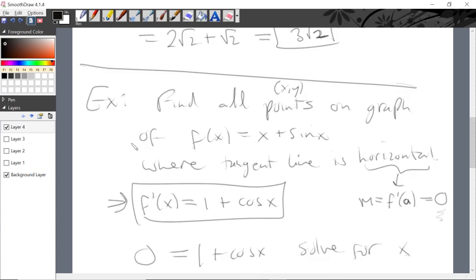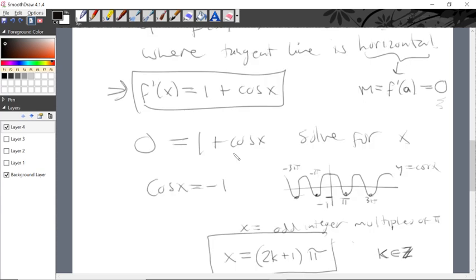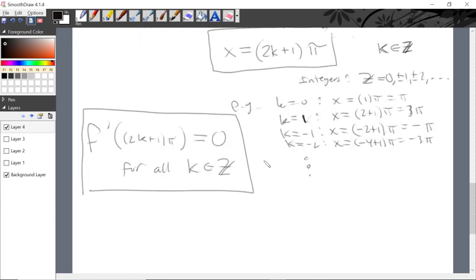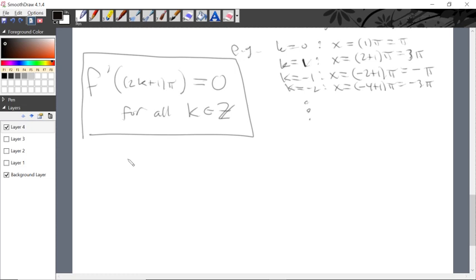Okay, now in order to find the y values for these points, we can plug our x values into the original function. That is, let's evaluate f of x at these odd integer multiples of pi. That's for the y values now, right? F of odd integer multiples of pi. Now the function was x plus the sine of x. So that's going to be (2k plus 1) times pi plus the sine of (2k plus 1) times pi.